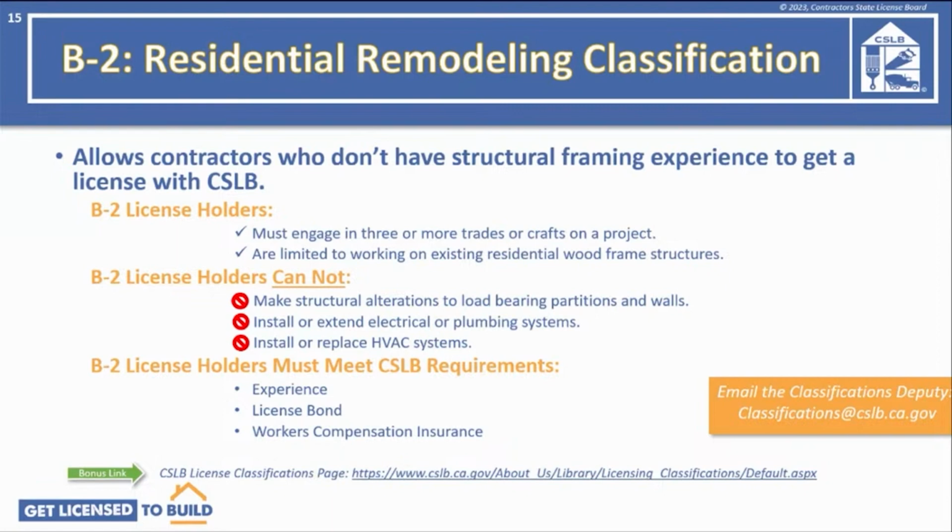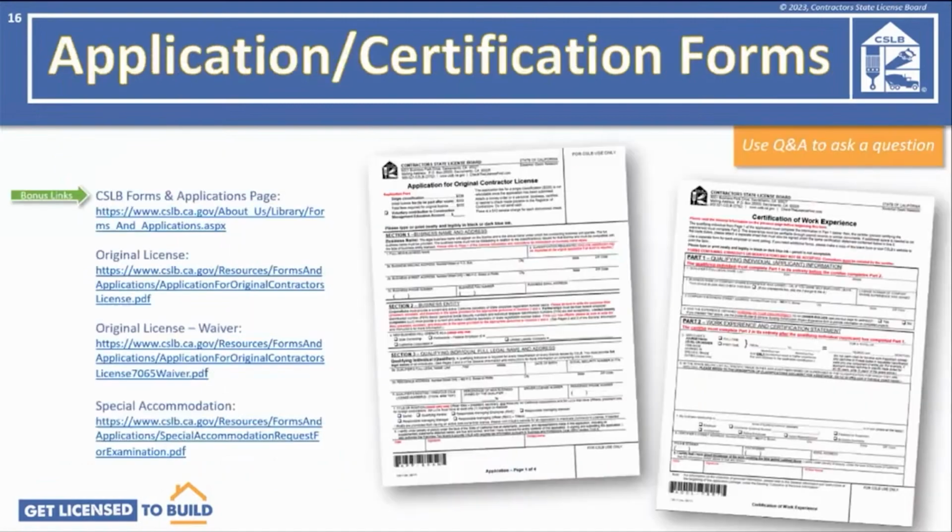Like all other CSLB licensees, B2 licensees must comply with the CSLB experience, examination, license bond, and workers' compensation insurance requirements. If you have more questions about the B2 license, email the classifications deputy at classifications@cslb.ca.gov.